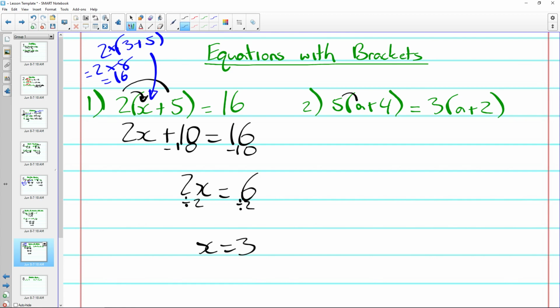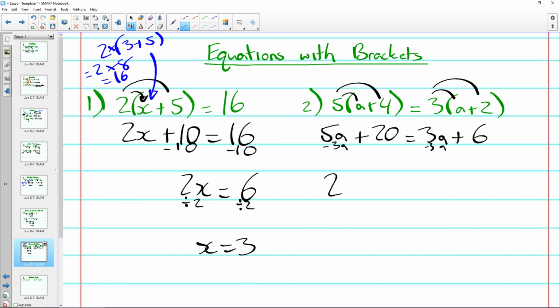So we're going to do 5 times a, we get 5a. We do 5 times 4, that equals 20. We're going to do 3 times a, that equals 3a. We're going to do 3 times 2, that equals 6. And now we have a's on both sides. So what I want to do is minus 3a, so I can get them to one side. So now I have 2a plus 20 equals 6.